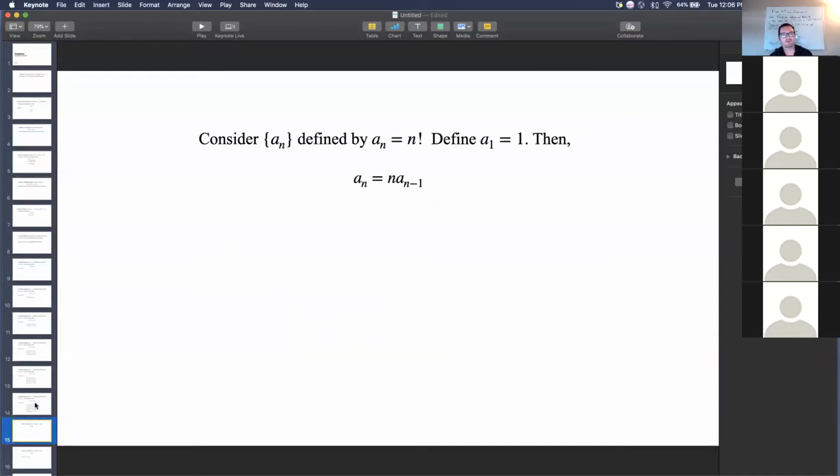Okay, so consider the sequence defined by n factorial. So recall that n factorial is n times n minus 1 times n minus 2 times dot dot dot times 2 times 1. Right?